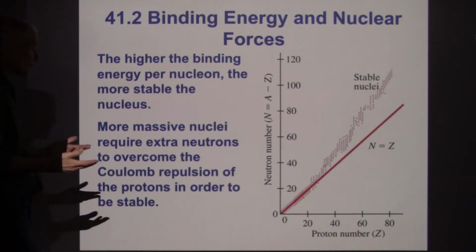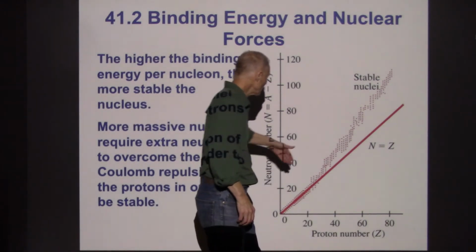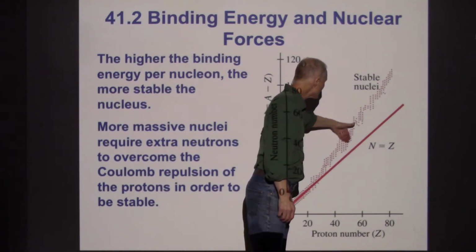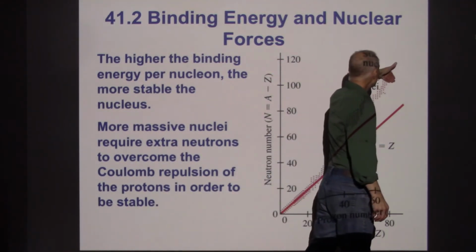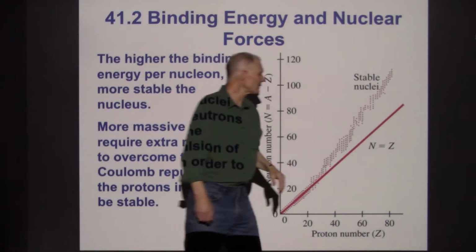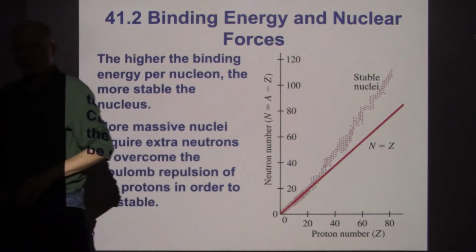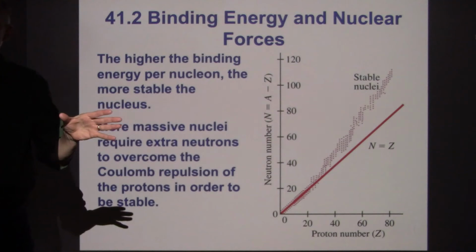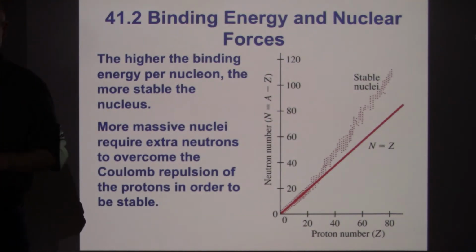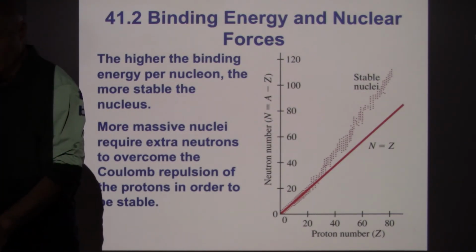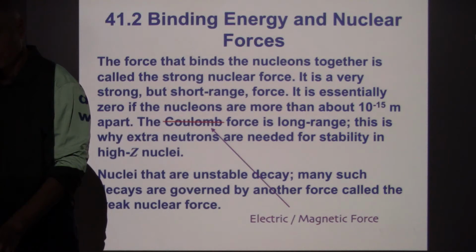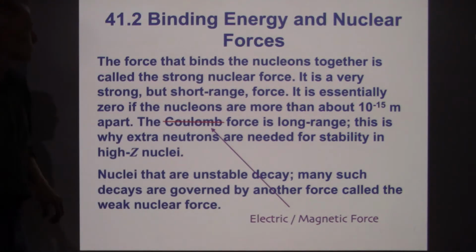And so what happens is, as we go through the periodic table to heavier and heavier elements, we start needing more and more neutrons to stabilize the nucleus. Neutrons are a little better at stabilizing the nucleus than protons are, and so we end up with these different ratios. Okay, and that's what they're talking about here.